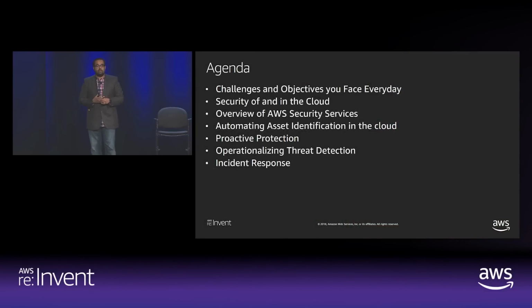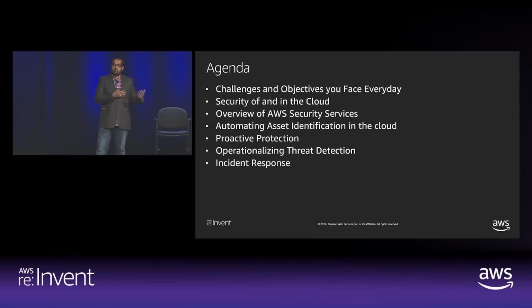Quick agenda. We'll talk about some of the challenges and objectives as you face every day related to security. We'll spend a little bit of time talking about security off the cloud and security in the cloud, specifically around AWS shared responsibility model. Then we'll give you a little bit of overview of AWS security services. You're not going to find some of the services that we just announced this week, but we will talk about a lot of those that are already out there, and you can use them, pretty mature services.